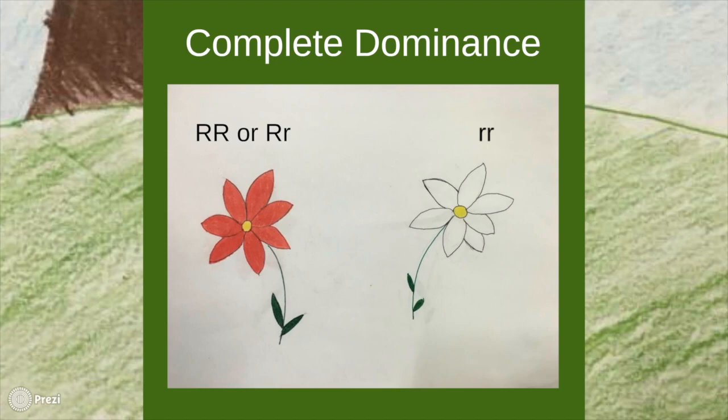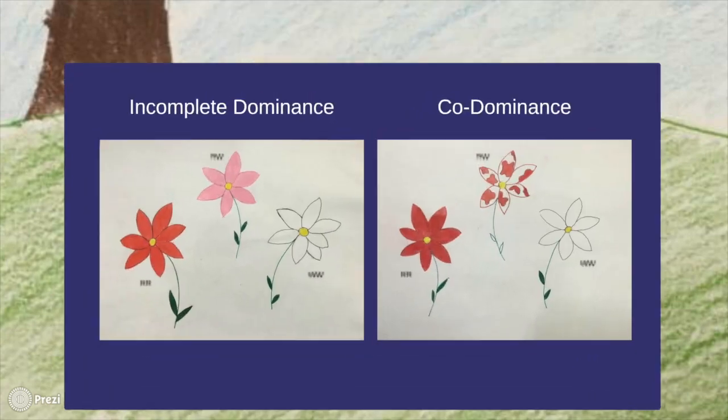The red flower can occur with two dominant alleles, or just one, while the white flower can only occur with the presence of two recessive alleles. What if both the red and white alleles were equally dominant?